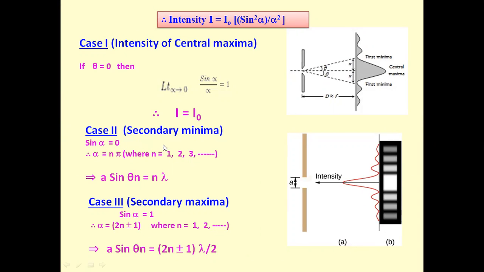The position of the secondary minima: if sin alpha is equal to 0, from that we derive alpha is equal to n pi, where n is the order number, that is 1, 2, 3. So we get the positions of the minima at pi, 2 pi, 3 pi and so on. And this is the condition of the secondary minima. For secondary maxima, we get sin alpha is equal to plus or minus 1, and we get alpha is equal to (2n plus 1) pi by 2. In exactly the same way we get the position of the secondary maxima, and this is the condition of the secondary maxima.